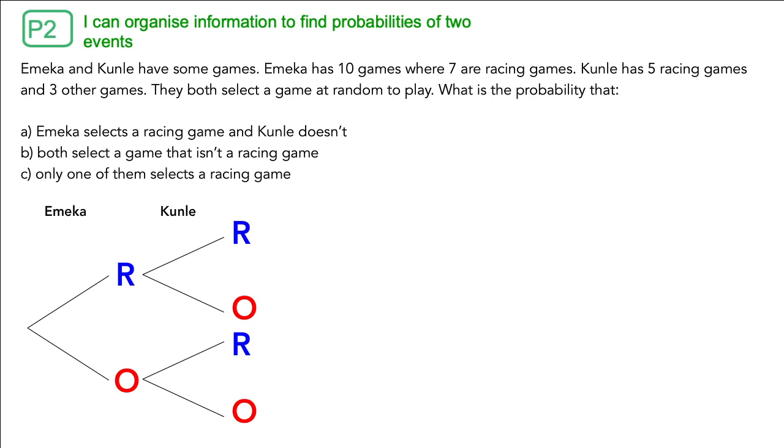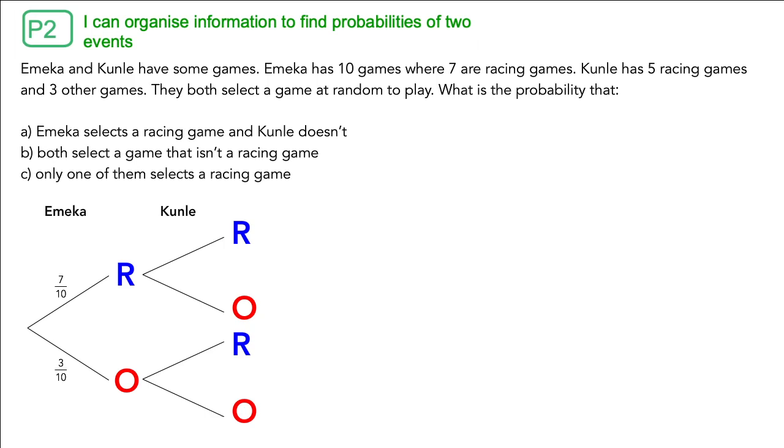The probability Emeka selects a racing game is 7 games out of 10, or 7/10. Therefore, the probability Emeka selects a non-racing game is 3 out of 10. To check that this is right, 7/10 plus 3/10 must equal a whole, or 1, which it does. For Kunle's probabilities, they will branch off of Emeka's.